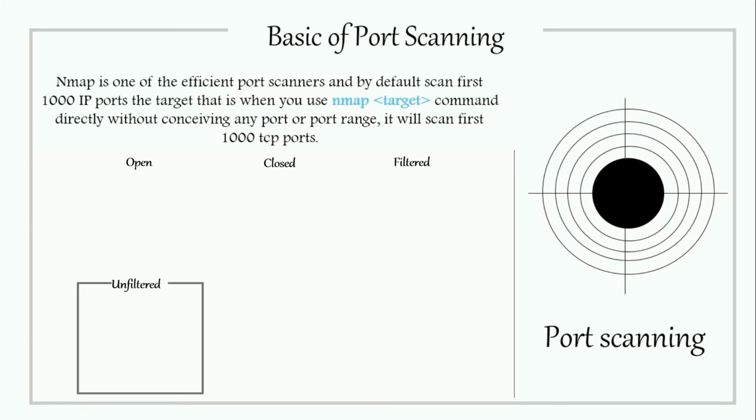Unfiltered. The unfiltered state means that the port is accessible, but Nmap is unable to determine whether it is open or closed. Only the Xmas Scan, which is used to map firewall rule sets, classifies ports into this state.